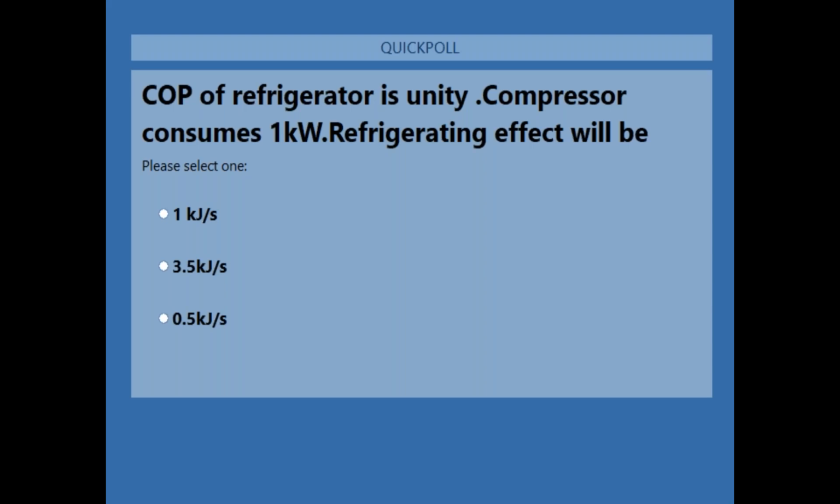So the COP of the refrigerator is unity. It means that the COP value in this expression has to be taken as 1, and the compressor is consuming 1 kilowatt. So obviously your refrigerating effect has to be calculated as a ratio. The coefficient of performance is defined as a ratio of refrigerating effect upon the power consumed. So two things are given and they are very straightforward, so the answer is also straightforward.